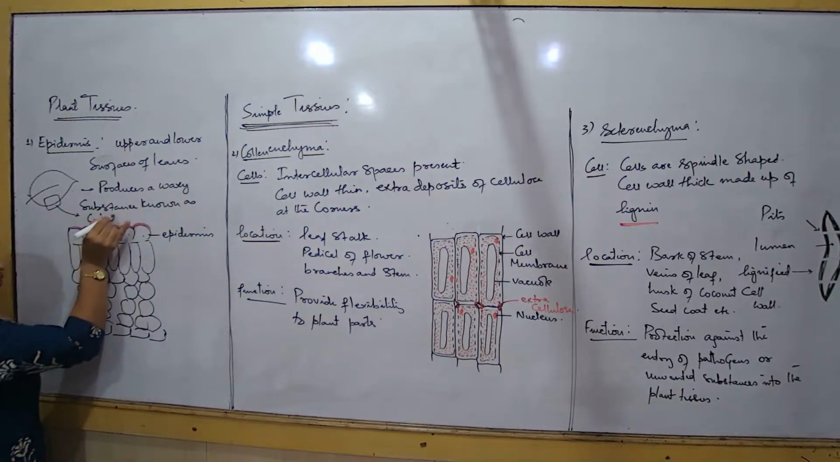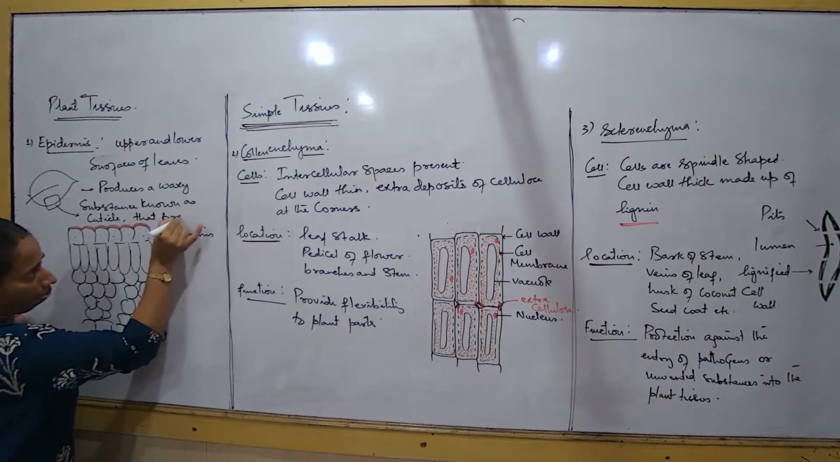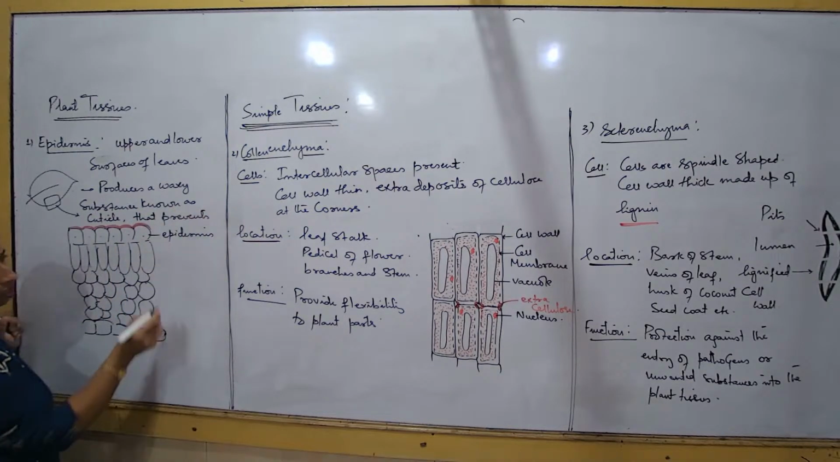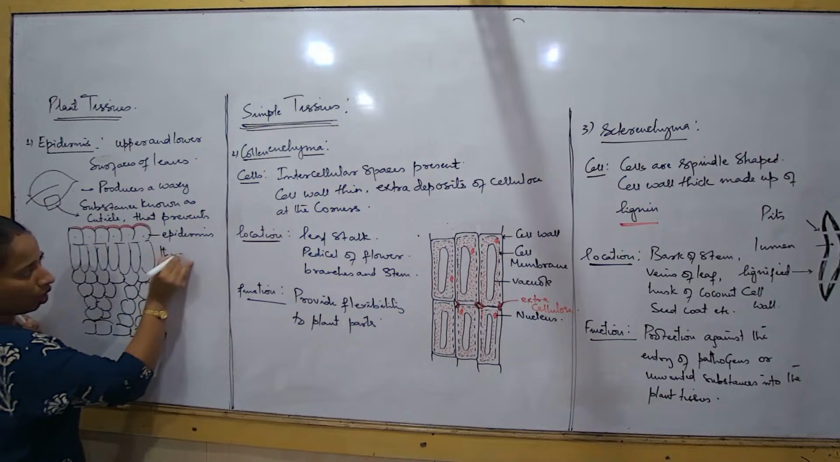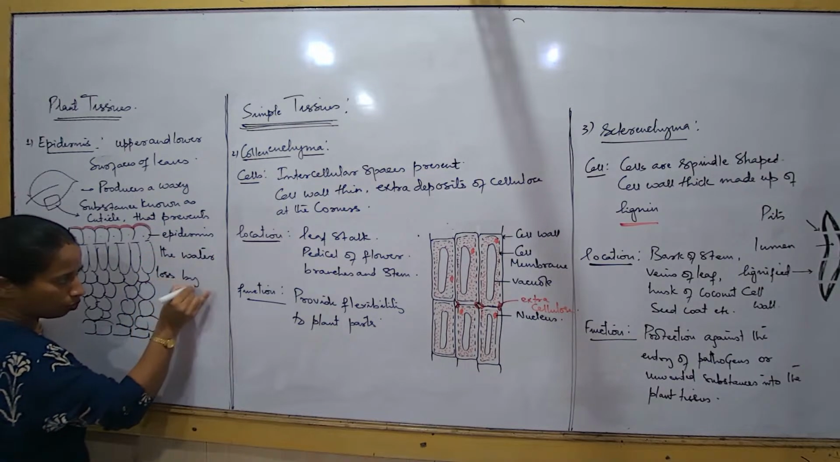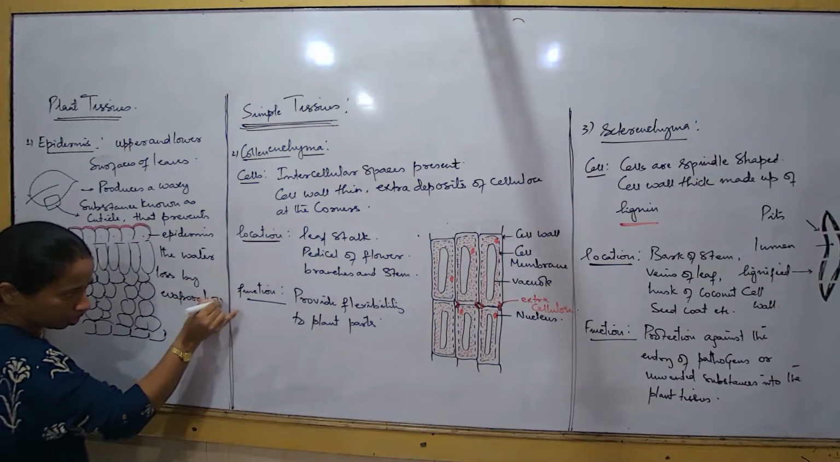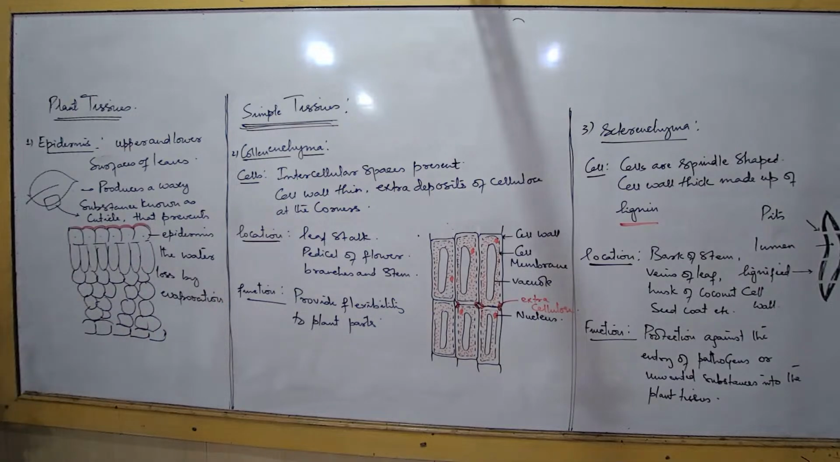Produces a waxy substance known as cuticle that prevents the water loss by evaporation. So that is the major function of this epidermis.